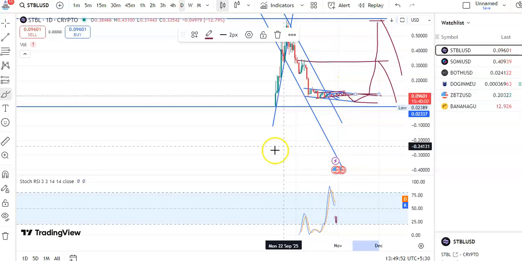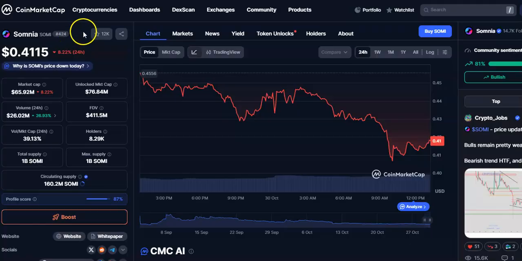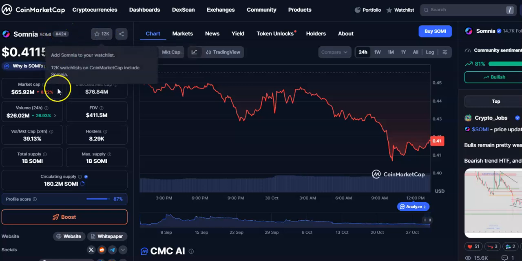Okay, now we'll talk about another cryptocurrency, that is SOMI coin, and you can see the current price is $0.4115. It is down by 8%. Market cap is $65.92 million and the volume in 24 hours is $26.02 million. It is up by 26%, and the rank is around 424. Around 12k users are following this cryptocurrency.